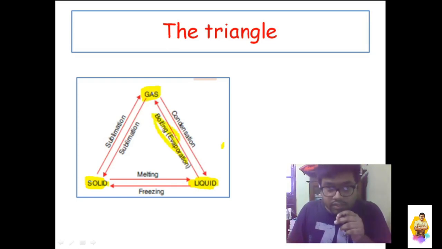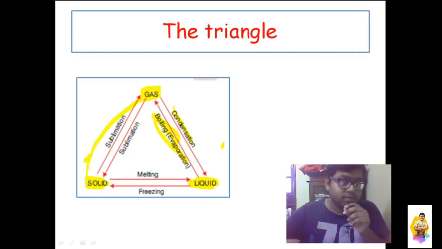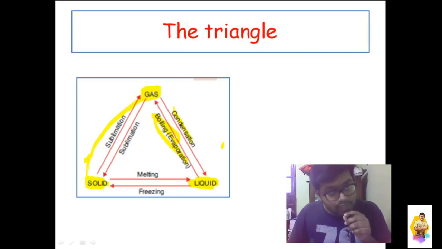And similarly, the reverse process, that is, if we decrease the temperature, that is condensation, the gas will be converted into liquid. Similarly, solid and gas have one more relation, that is sublimation. By applying heat, solid can directly be converted into gas, or if you lower the temperature, the gas can directly be converted into solid. So this is the nice triangle by which we can show the conversion between the states of matter.